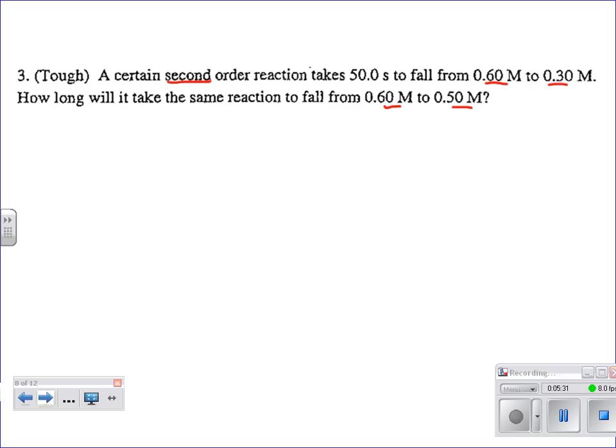What you should see that's missing is k. We need to be able to come up with a k value. That's why this first situation is given to us. Once we come up with that k value, we can plug that in for the second situation to be able to solve for our time.